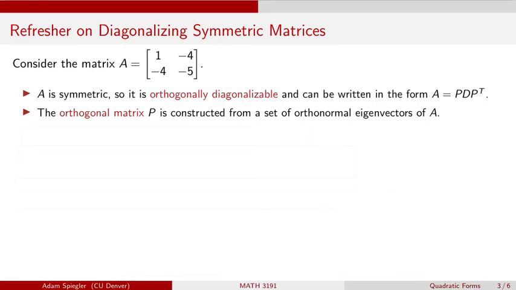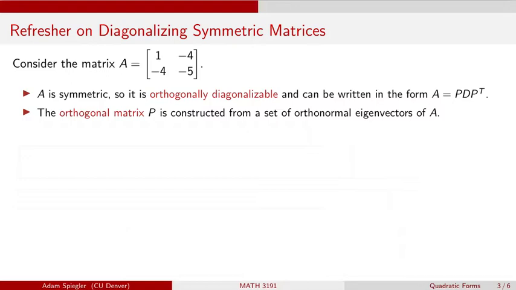All right, welcome everyone. In this video, I want to do a quick refresher on how we diagonalize symmetric matrices. That process is a little bit special when our matrix A is symmetric, and then see how we can apply this process to quadratic forms and maybe find a nice set of variables to express the quadratic form. But before we get there, let's review this process of how we diagonalize a symmetric matrix.